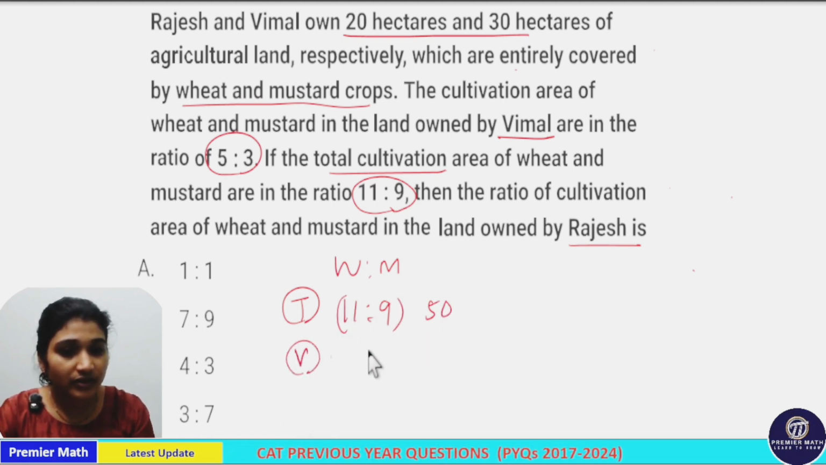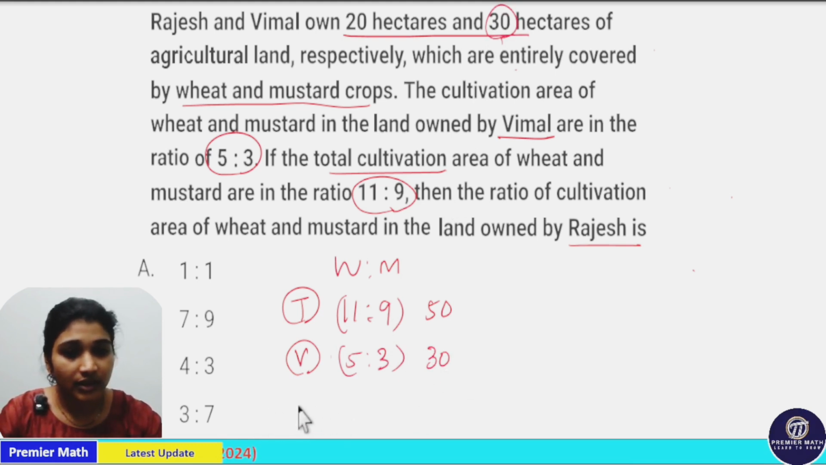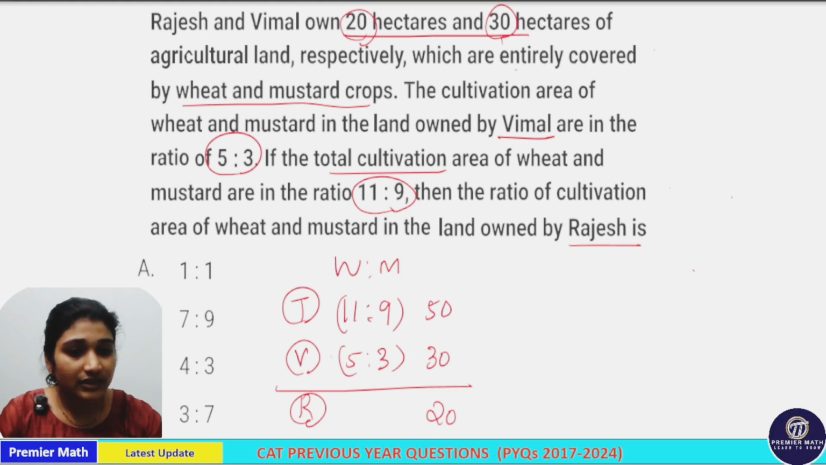Now Vimal's land is in the ratio 5 is to 3, and total area owned by Vimal is 30 hectares. So this 5 is to 3 is total 30 hectares. Now we have to find out wheat and mustard land owned by Rajesh. Total area owned by Rajesh is 20 hectares. Here 50 minus 30 is 20, but we can't subtract this 5 is to 3 from 11 is to 9, because here 11 plus 9 is total 20 parts and 5 plus 3 is 8 parts. So here this is like 11 by 20 and this is 5 by 8. So we can't subtract this 5 from 11.